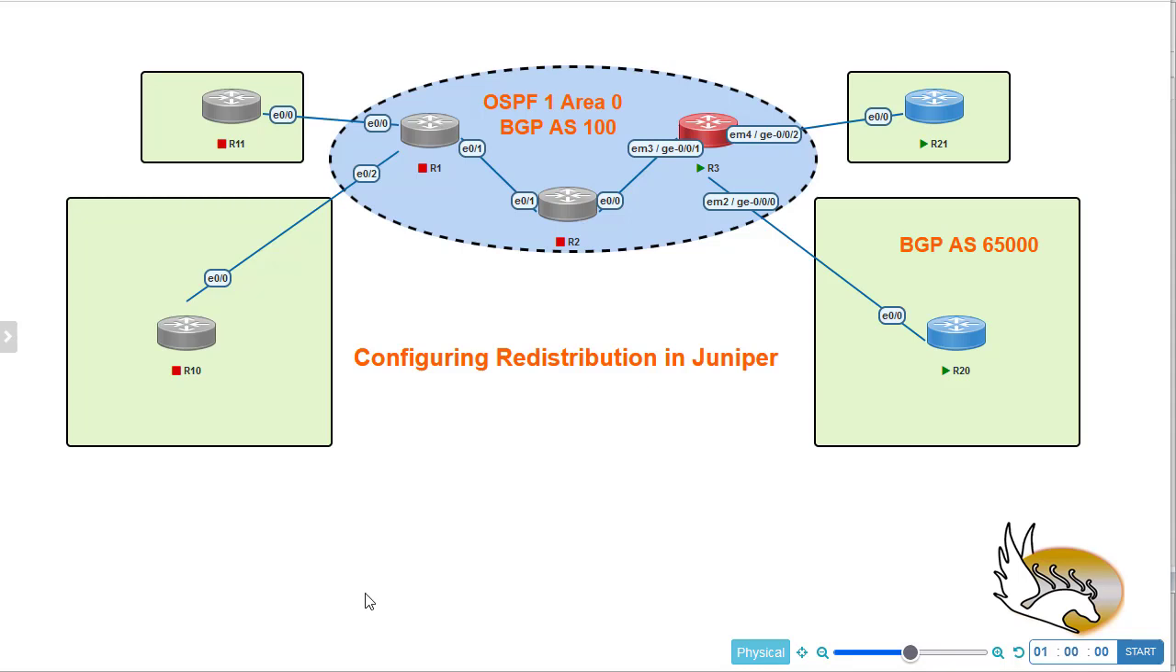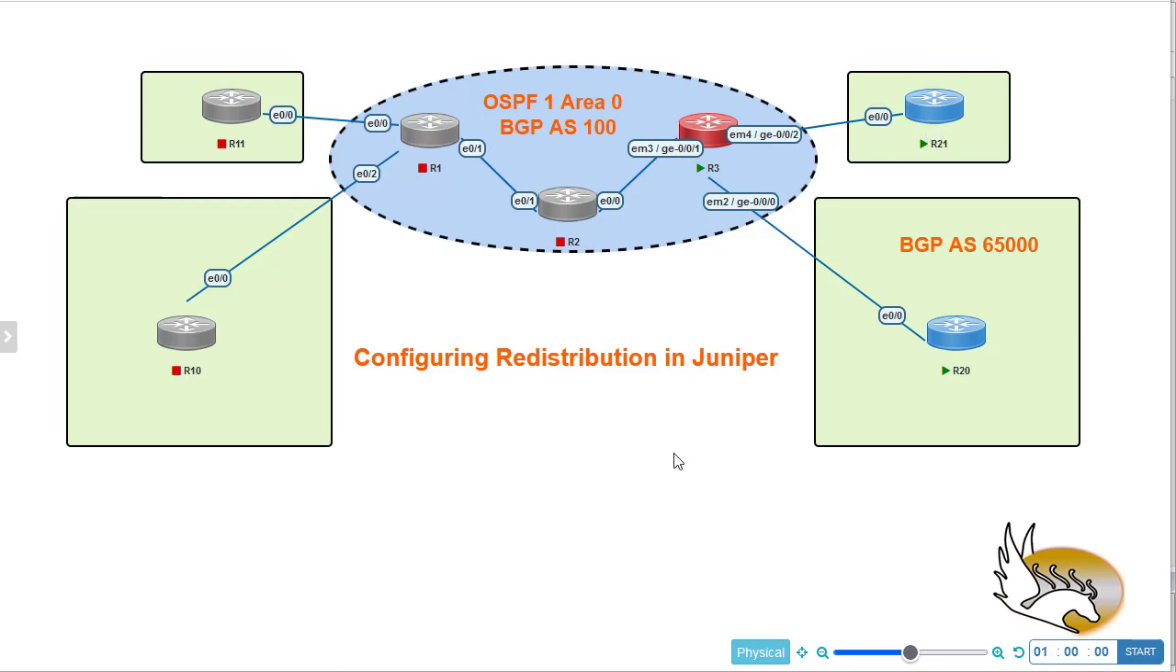In this video, I'm going to show you how you can do some redistribution on a Juniper router. As a matter of fact, the red router here is a Juniper router that I have configured with BGP, and it has a neighborship with R20 here, which is a Cisco router, and also an OSPF neighborship with R21 here, which is a Cisco router as well.